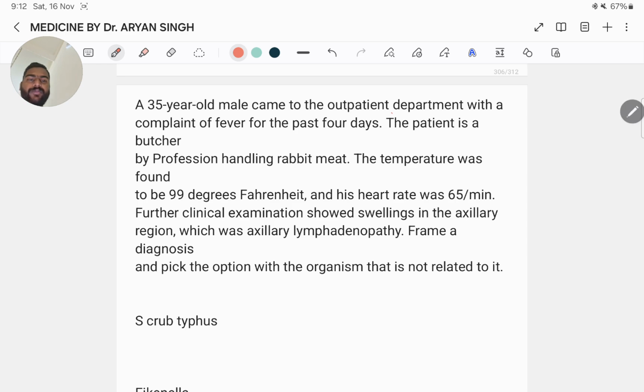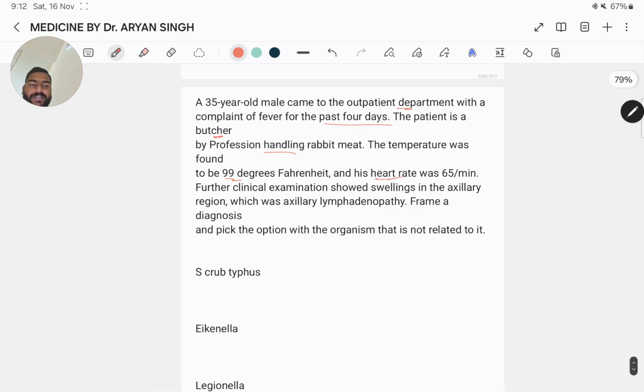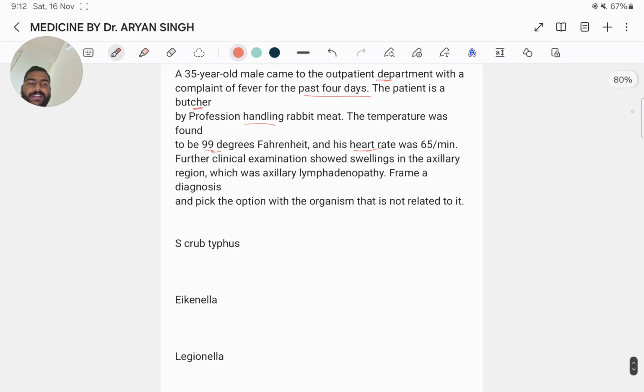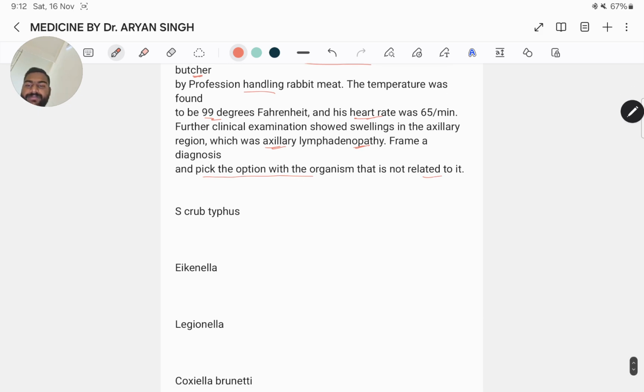A 35-year-old male came to the OPD with a complaint of fever for the past 4 days. The patient is a butcher by profession, handling rabbit meat. The temperature was found to be 99 degrees Fahrenheit and his heart rate was 65 per minute. Further clinical examination showed swelling in the axillary region, which was axillary lymphadenopathy. Frame a diagnosis and pick the option with the organism that is not related to it.